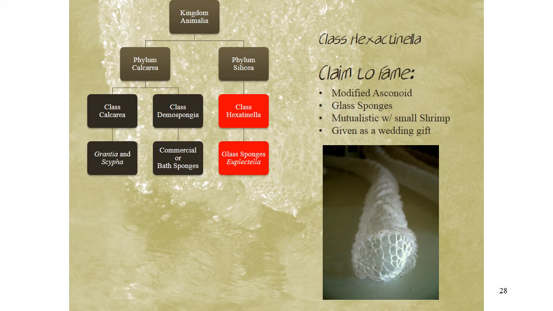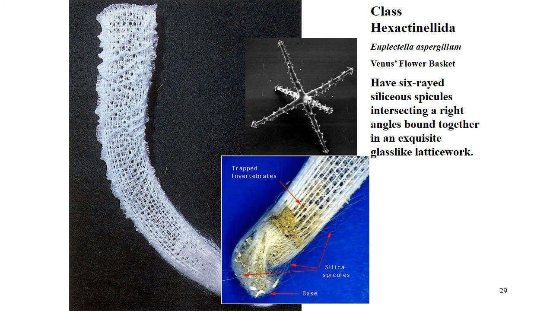They do make a mutualistic relationship with some small shrimp, and that story is why they're given as a wedding gift in some Pacific cultures. The small shrimp actually become trapped inside the Euplectella, and they live their entire life there together. So it's sort of an analogy for marriage. It's a mutualistic relationship in that the glassy sponge protects the invertebrates, and then they're messy eaters, so the sponge can get a little bit of extra food there.